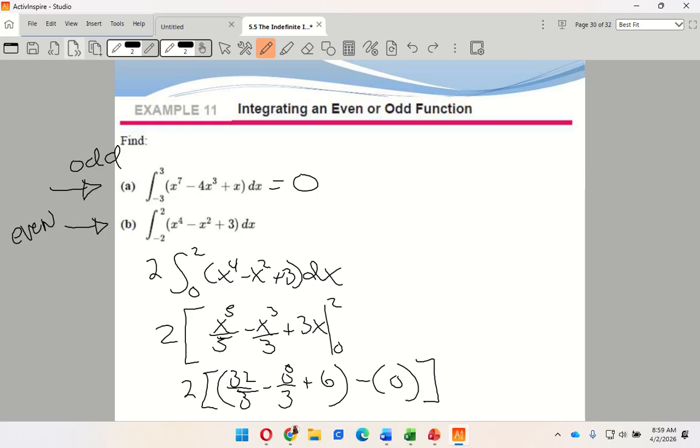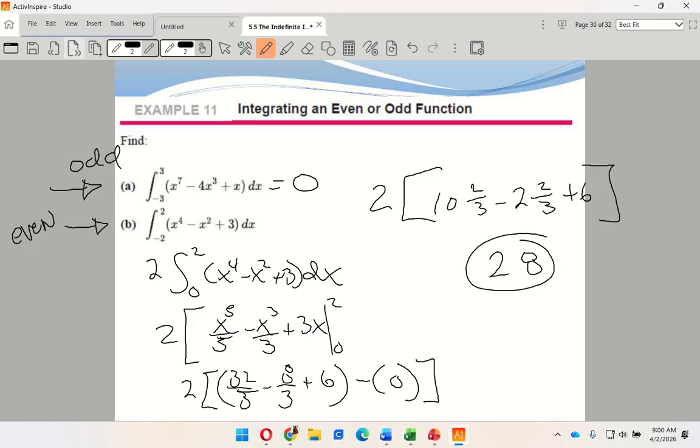What's that going to be? 10 2/3 minus 2 2/3 plus 6. That's going to give me 8 plus 6 is 14. 14 times 2 is... Anyone want to check my math on that? Because I'm not very good at math, so I need someone to help.